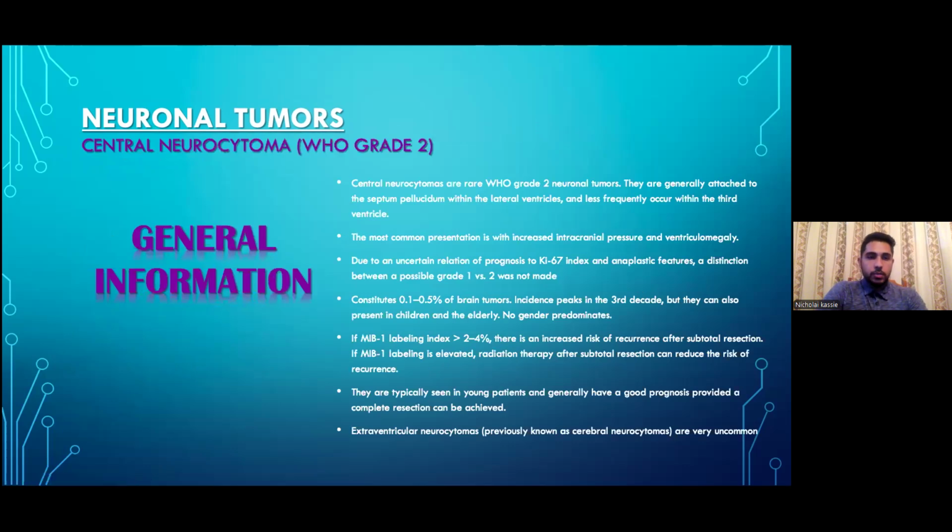Moving on to the next tumor, central neurocytomas are rare WHO grade 2 neuronal tumors. They are generally attached to the septum pellucidum within the lateral ventricles and less frequently occur within the third ventricle. The most common presentation is with increased intracranial pressure and ventriculomegaly. Due to an uncertain relation of prognosis to Ki67 index and anaplastic features, a distinction between a possible grade 1 versus grade 2 has not yet been made.